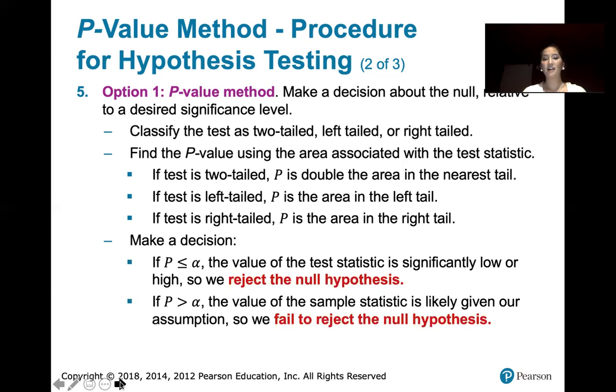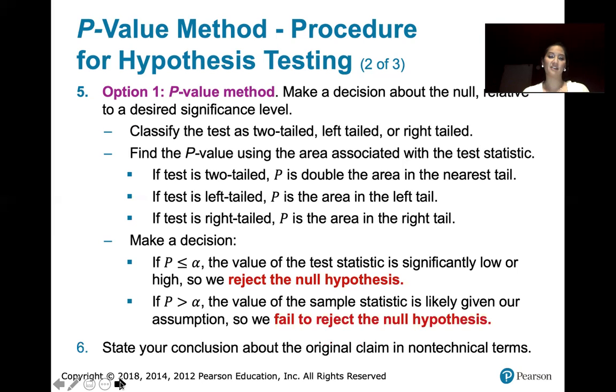Now, if p is greater than alpha, then the value of the sample statistic that we have is likely to occur, or could easily occur due to chance, given that our null hypothesis is true. Now, we can never accept the null hypothesis. We can never prove that the null hypothesis is true. But we can say there is not enough evidence to reject this null hypothesis. So we're going to fail to reject the null hypothesis.